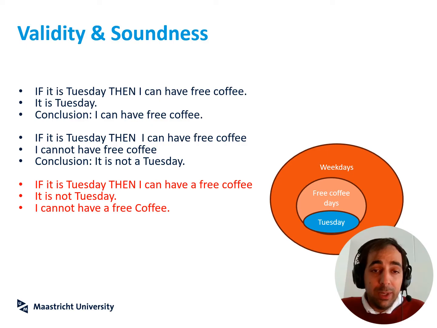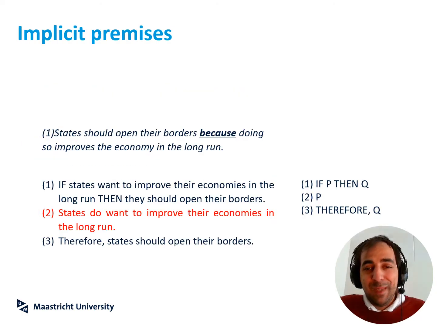A closely related concept to validity is soundness, and soundness basically requires that all of the propositions should be true. Now, returning to this idea of implicit premises, if we're being charitable readers, we have to assume that the arguments that are presented by a court in a judgment are intended to be valid, in the sense that they are intended to guarantee their conclusion.